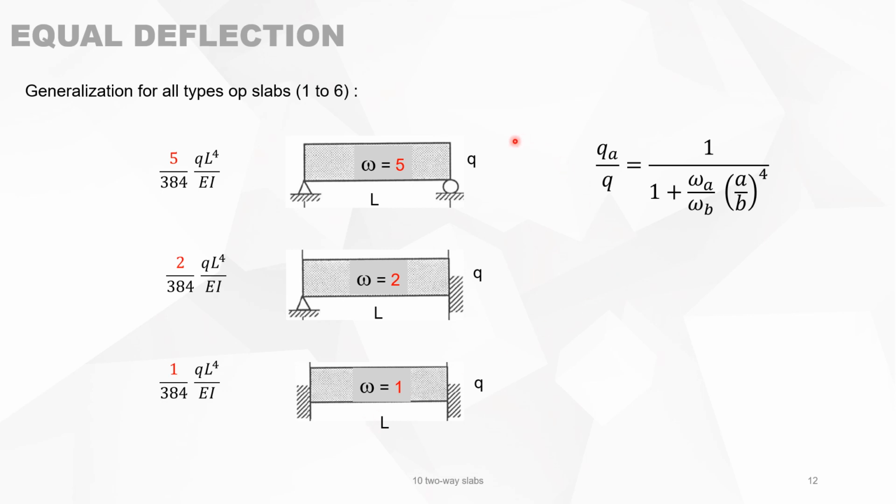So our formula becomes now that the proportion of load carried over in the A direction is equal to 1 divided by 1 plus omega A over omega B times A over B to the power 4. So this is a very powerful formula that we can use. By cyclic permutation, you of course have the proportion of load that's carried over in the direction of B.